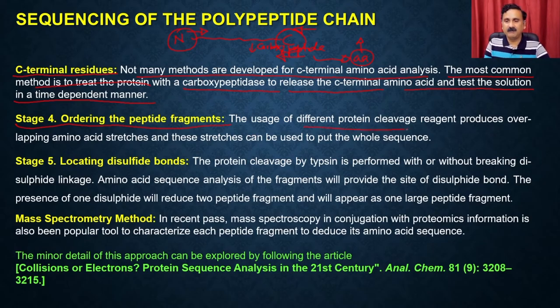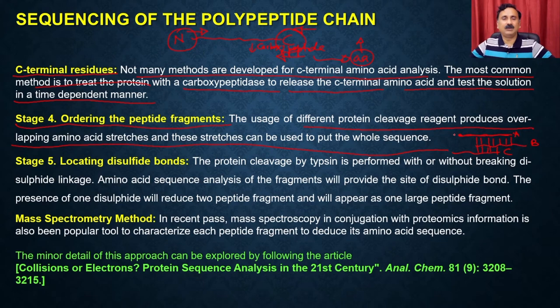Then stage 4, you are going to do the ordering of the peptide fragments. Usage of different peptide cleavage reagents produces overlapping amino acid stretches, and these stretches can be used to put together the whole sequence. For example, when you cleave with trypsin, it is going to generate the first fragment like this, the second fragment like this, the third fragment like this. If you sequence fragment A, fragment B and fragment C, you see that A has a portion which is overlapping with B, and C has a portion which is overlapping with B. By doing this overlapping sequencing, you can deduce the final sequence and put these fragments together.